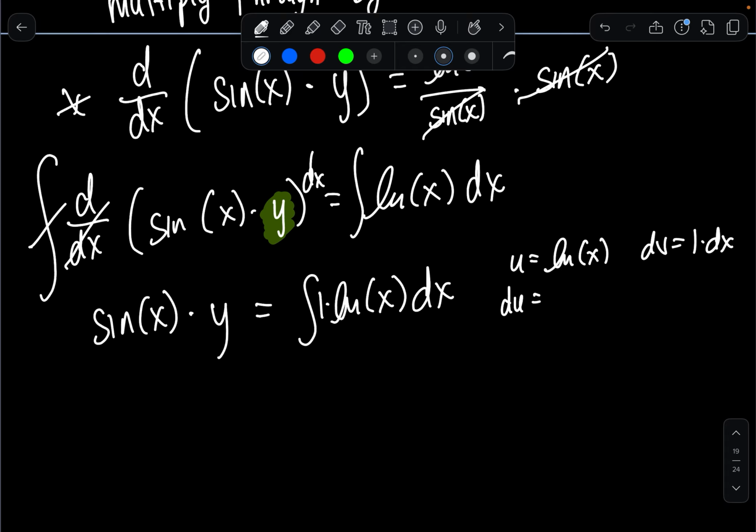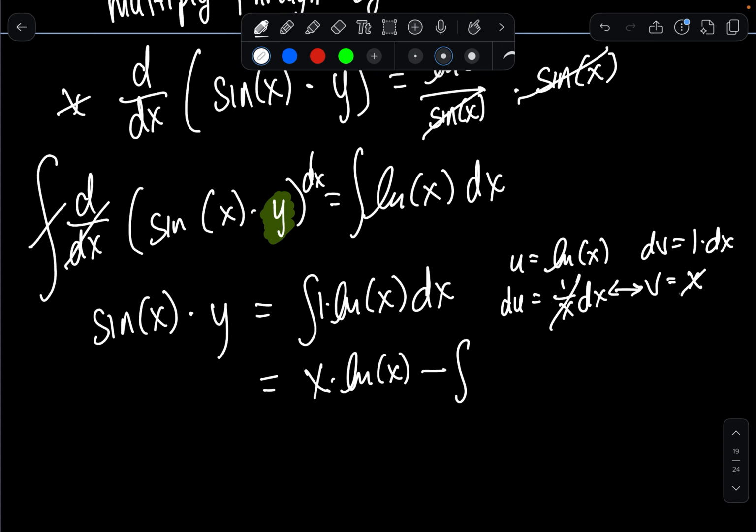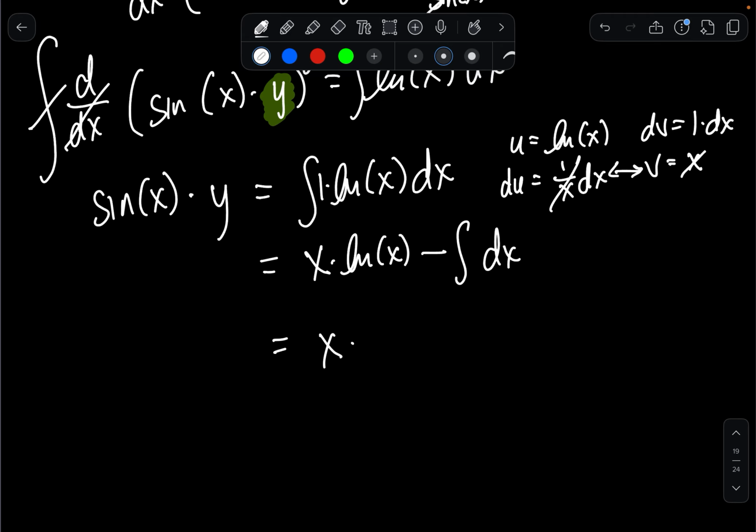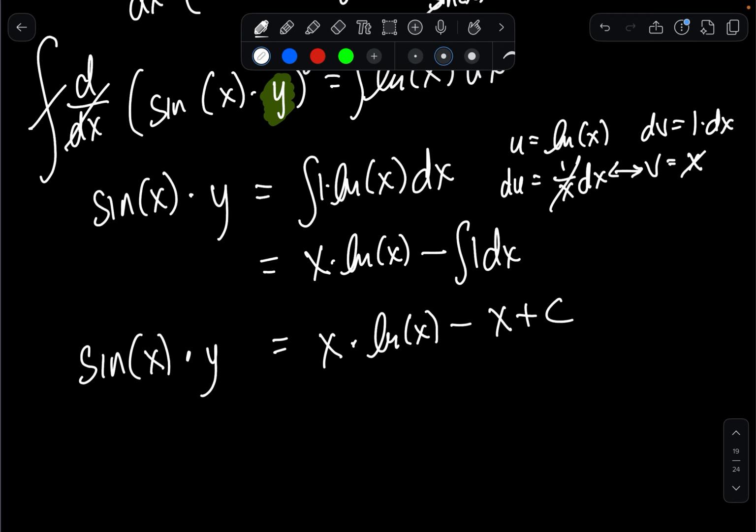So the reason why we choose u to be the natural log is because its derivative has no more natural logs in it. It's just 1 over x. And when you integrate 1, you just get x. So this right-hand side is u times v, x times the natural log of x, minus the integral of v du. Well, look at this. These cancel, and you just have dx, which we get x times the natural log of x minus, well, the antiderivative of 1 is x. We add a plus c, and this left side remains unchanged because all we did was integrate the right-hand side.